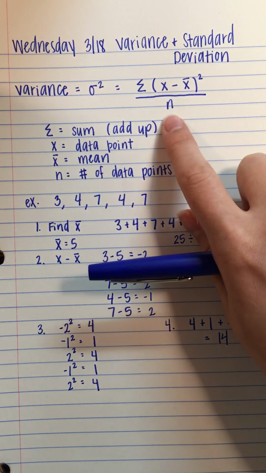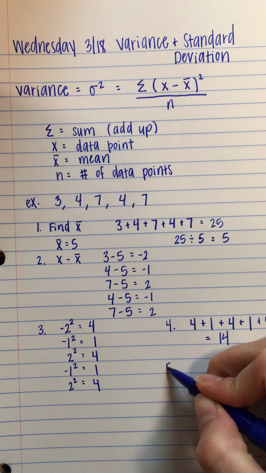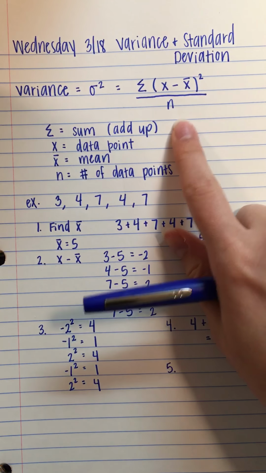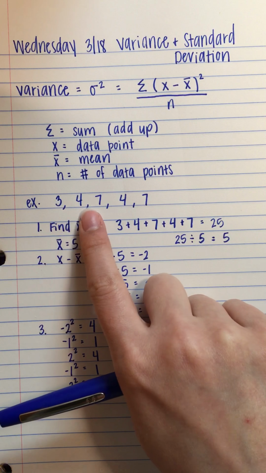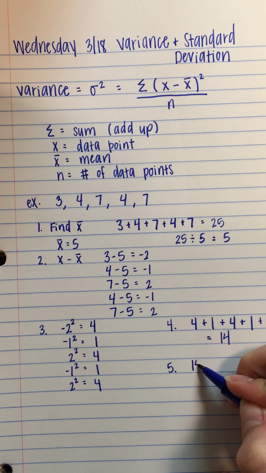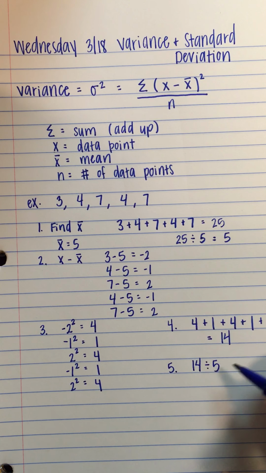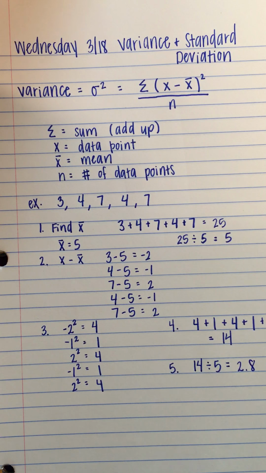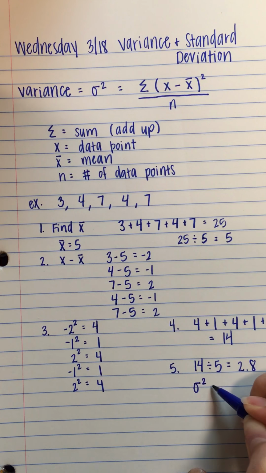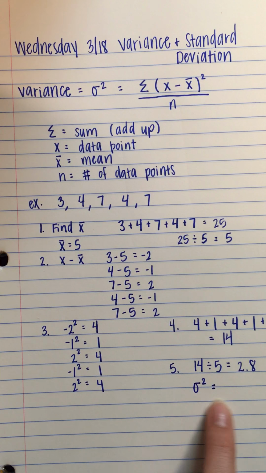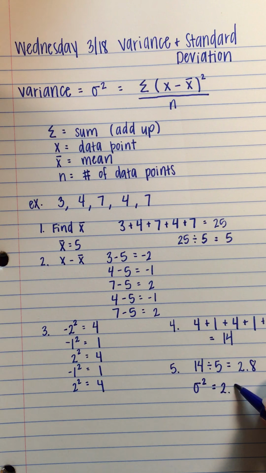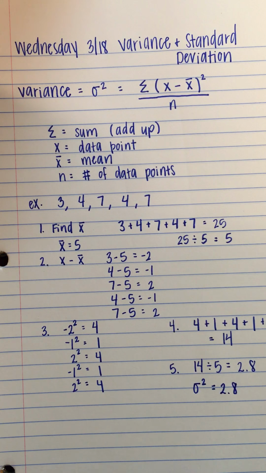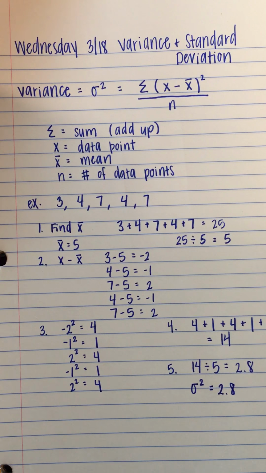Now I need to divide by n. Now n is how many numbers are in my data set. Remember here I had 5. So 14 divided by 5. I would definitely use a calculator. I already did it. It's 2.8. So what that means is my variance, which we're using this symbol for, is 2.8.